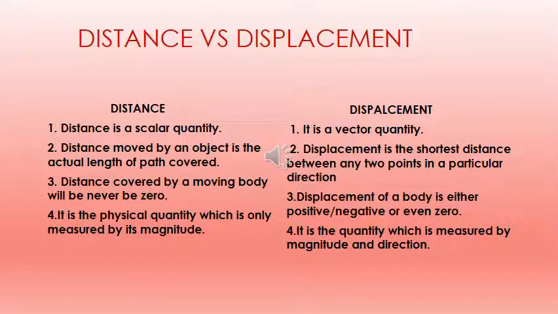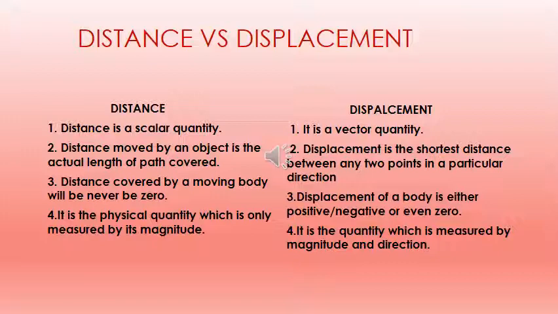Here I have listed out the differences between distance and displacement. Distance is a scalar quantity, whereas displacement is a vector quantity. Distance moved by an object is the actual length of path covered, that means how much you cover. But displacement is the shortest distance between any 2 points in a particular direction.